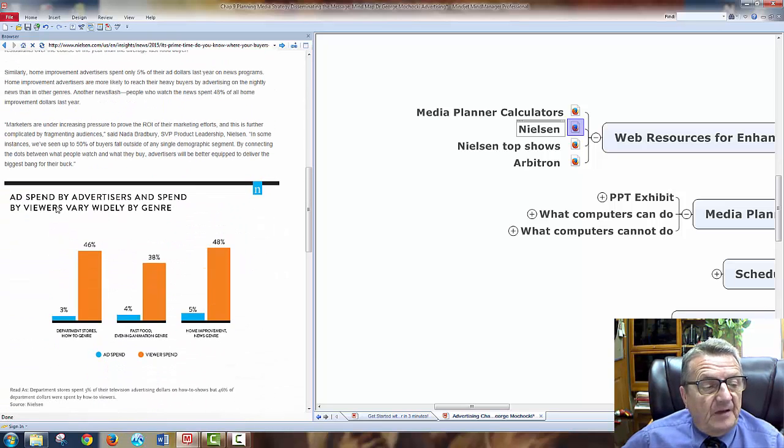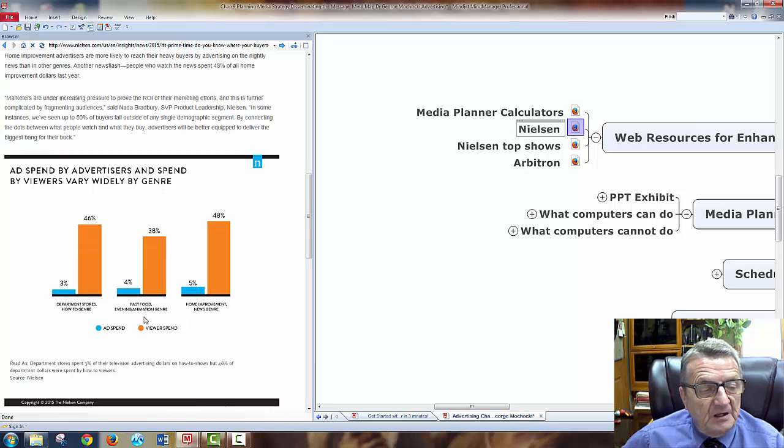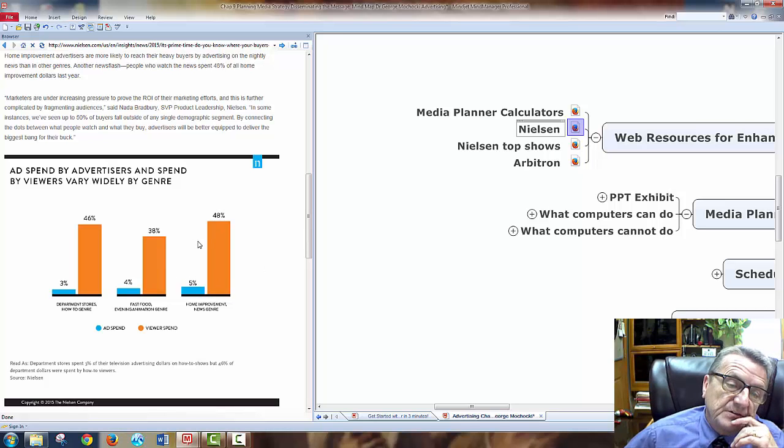So now they're saying advertise spending. Department stores and how to 46%. Ad spend by advertisers and spend by viewers vary by the different generations. Okay, so viewers spend so much time, and here's how much ads are spent. Fast food 4%, but viewers are looking more. So this gives me some information that I can still saturate this area. Okay, so that's another one.